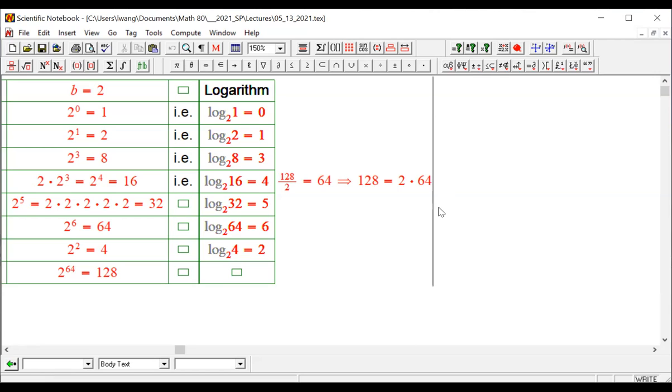Do you know what I mean? 2 to the power 64 equals what? 2 to the power 64 is equal to 2 times 2, 64 times.